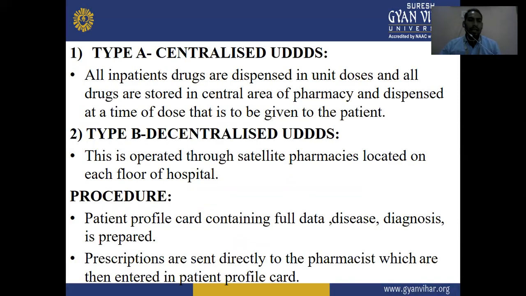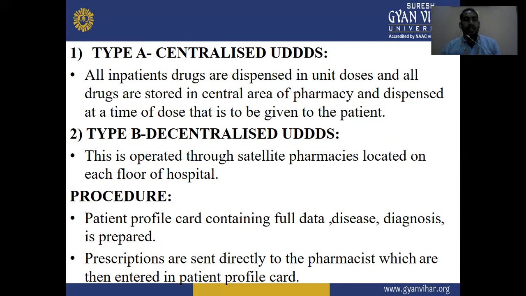The first one is type A, the centralized unit dose drug dispensing system, in which all inpatient drugs are dispensed in unit dosage. All drugs are stored in the central area of the pharmacy and dispensed at the time the dose is to be given to the patient. This is the type A centralized unit dose drug distribution system.